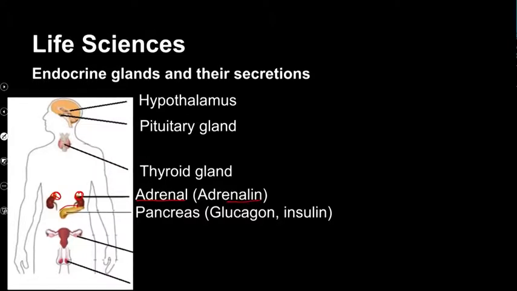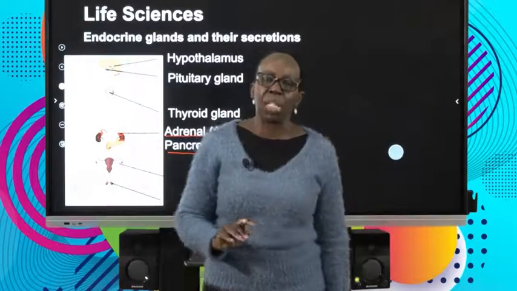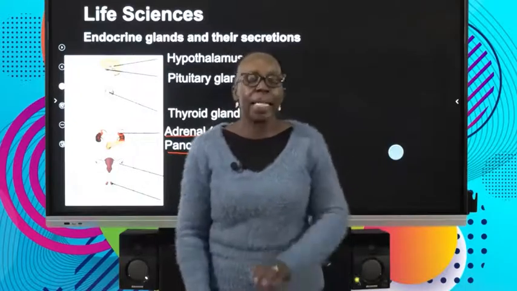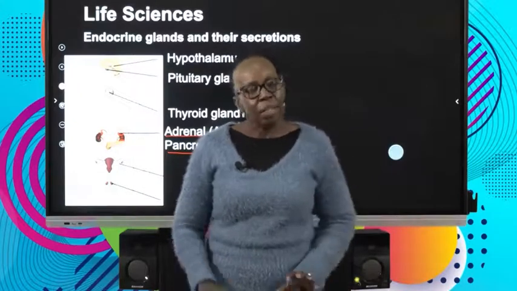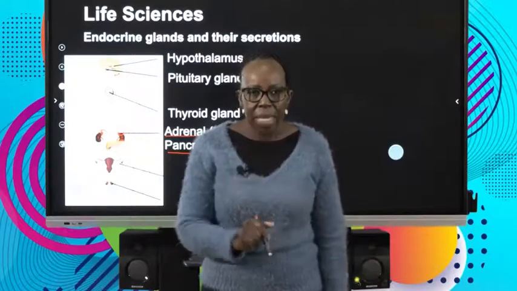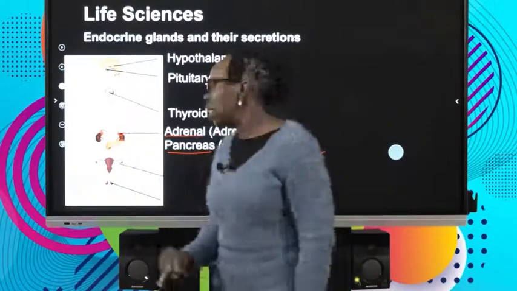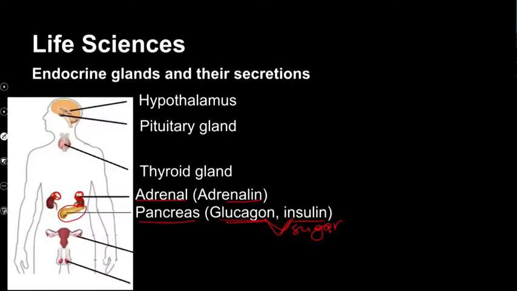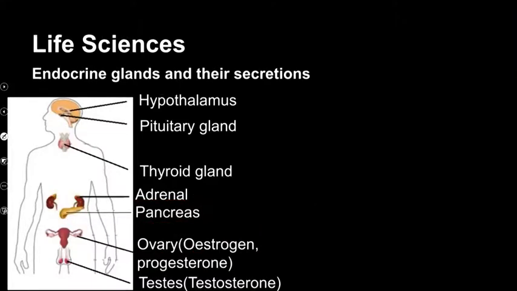And we've got this ductless gland again, that is the pancreas, that secretes the glucagon and the insulin. That we'll talk about when we're talking about sugar control. Then, remember, the pancreas can function as an endocrine gland and as an exocrine gland. For now, we're looking at the pancreas as an endocrine gland that secretes the glucagon and the insulin, the 2 hormones.